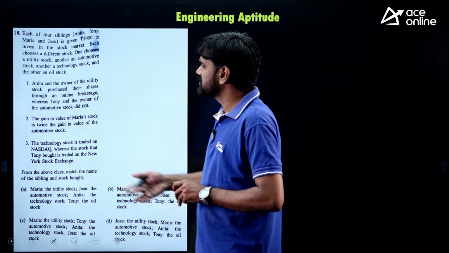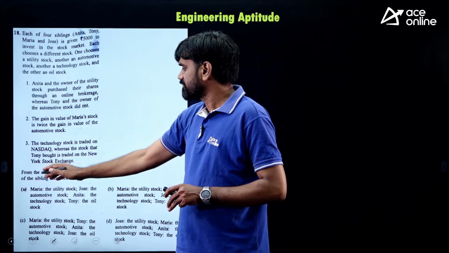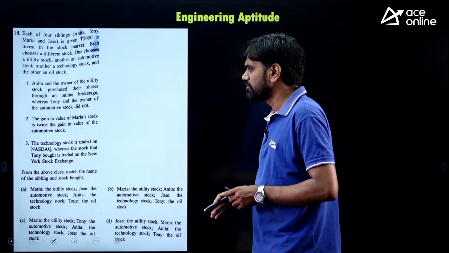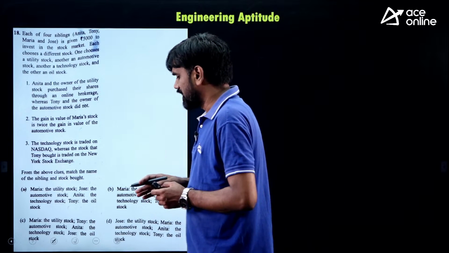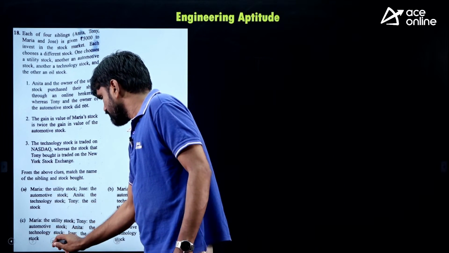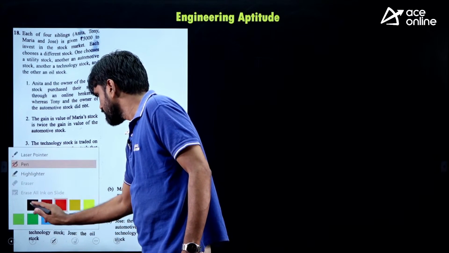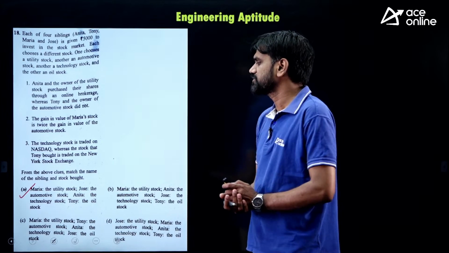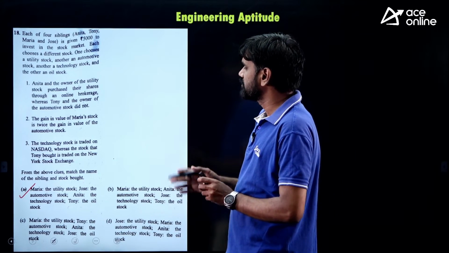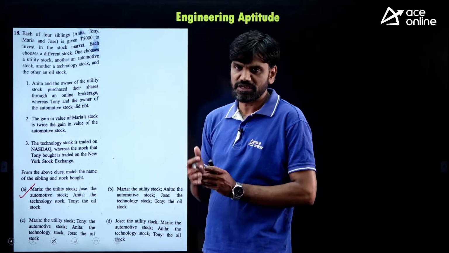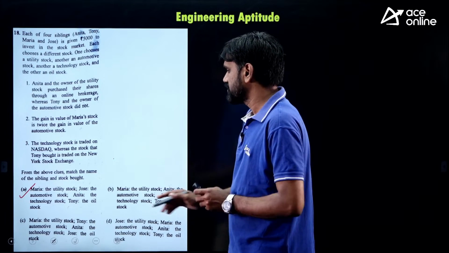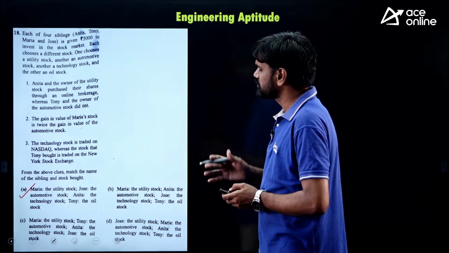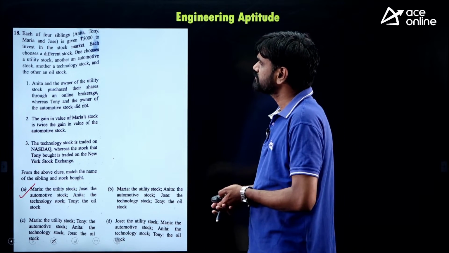And they are asking you to find, this is the data that is being given. So from the above clues, match the name of the sibling and the stock bought. So you just have to go for arranging the data over here. On arrangement, you will get first one as your answer. So you just go for checking by using that conditions. You will get the answer as first option, where Maria will be taking that utility stock, Josie is taking automotive stock, Anita is taking the technology stock, and Tony is taking the oil stock. This is also easy to moderate, I can say.